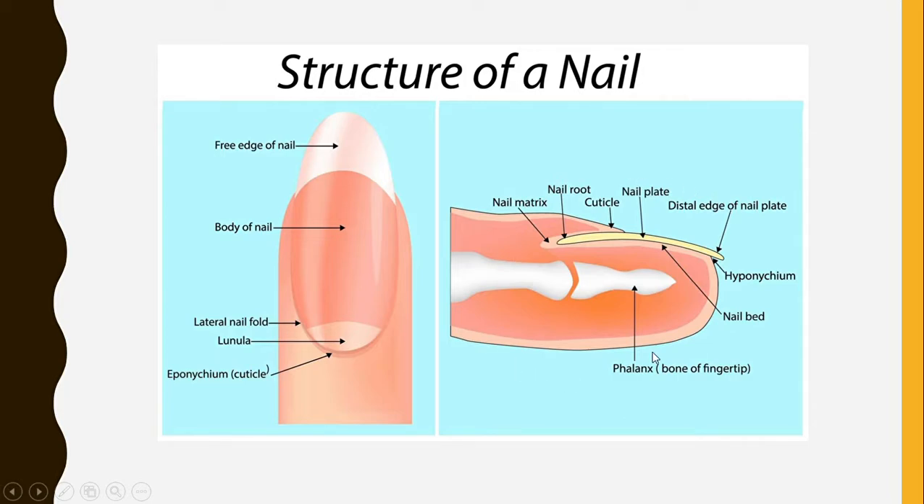Now we'll see the cross section of a nail. This is the nail plate. Beneath the nail plate lies the nail bed. Beneath the nail bed is a soft tissue which contains a phalanx of the bone, and at the base contains a nail matrix. Above it, nail root. This is a cuticle.